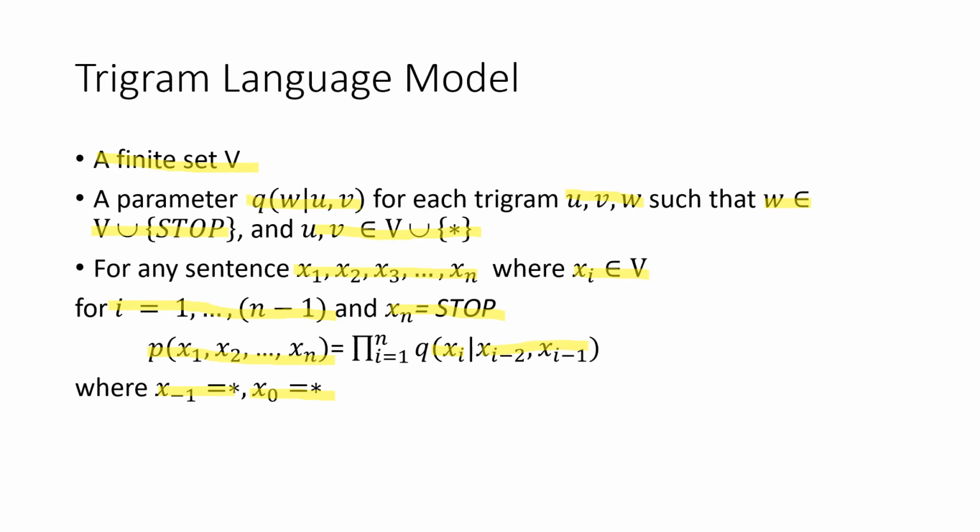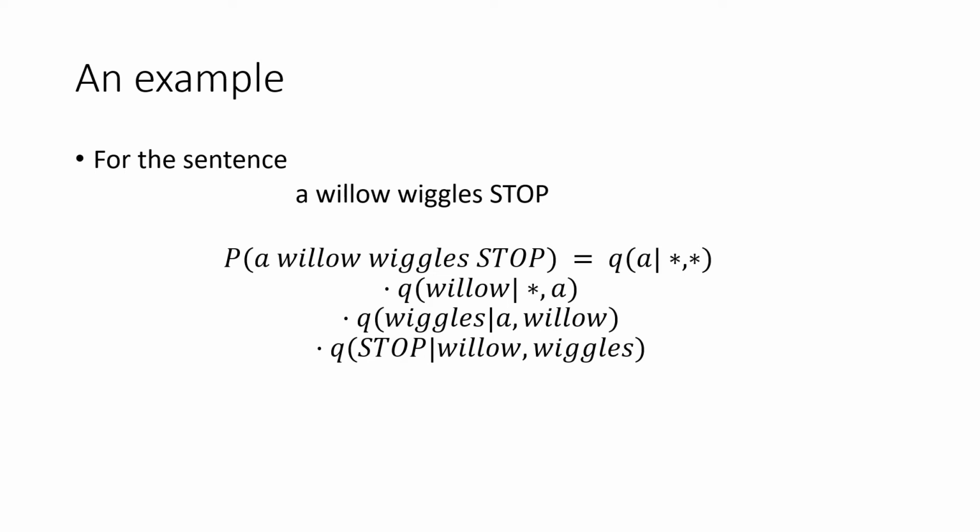Based on the trigram language model, let's now calculate the probability of an example sentence. Our sentence is "a willow wiggles stop". To calculate the probability of this sequence of words, we need to multiply the corresponding q terms. We begin with the first word, a, conditioned on the first two star symbols.